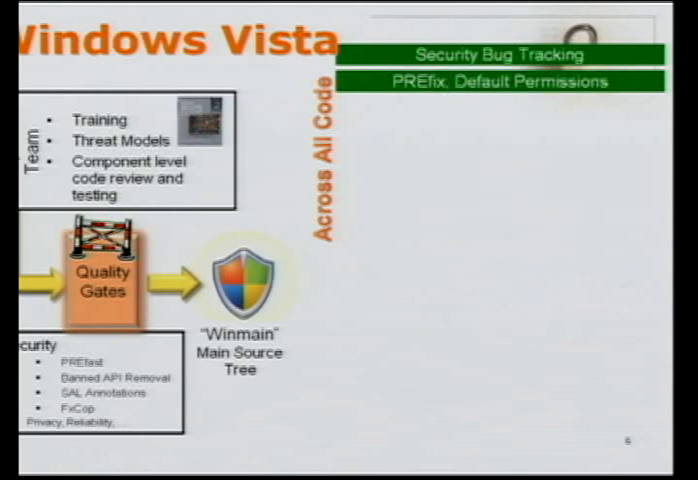They check into their upstream branch, which goes downstream, and finally you're into WinMain, which is the main source tree for Windows. And so we can put these quality gates at various levels up, and so all the defects that they can screen for just never make it into the product.